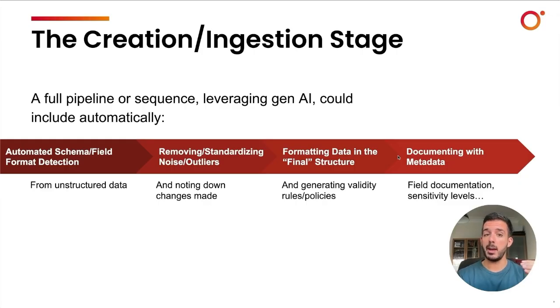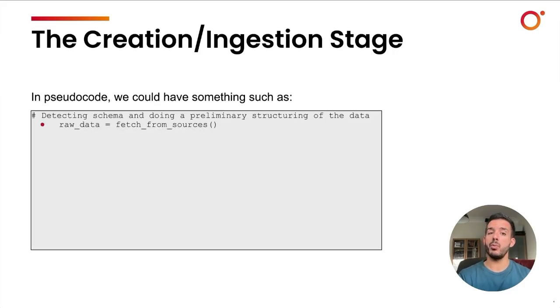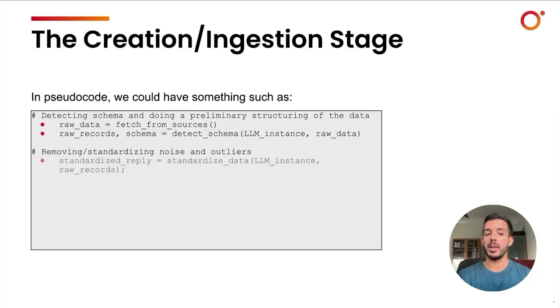We start by structuring the data, then we standardize those data, then we format them, and then we generate the metadata automatically. So in simple terms, what would this pipeline look like in pseudocode? We would start by obtaining the data from our sources. Then we could use an LLM to detect the schema, returning the schema and the records themselves. Then at the next stage, we could standardize the noise and the outliers in the data, right? So we would use an LLM to return the dataset cleansed of all of those elements.